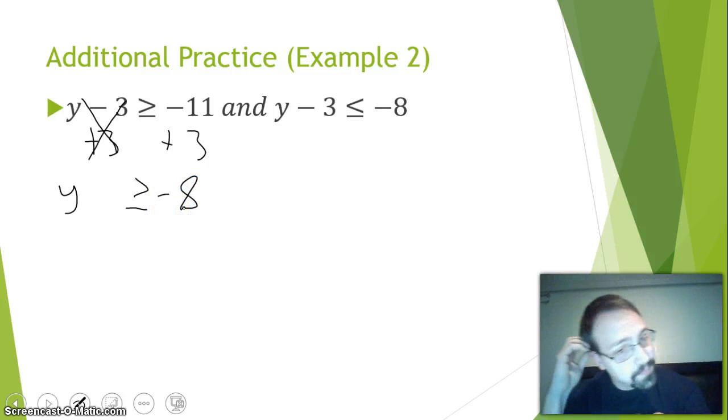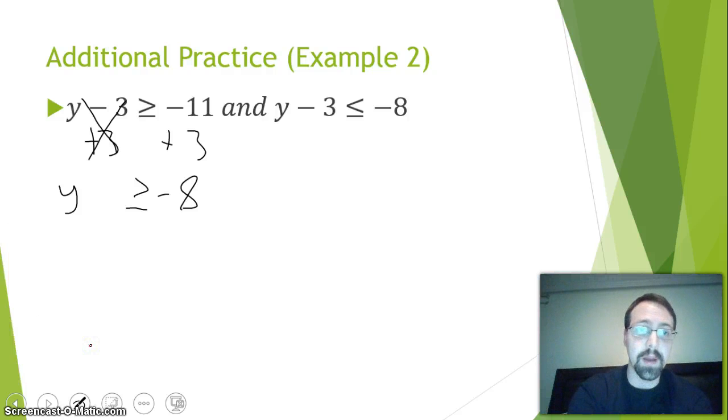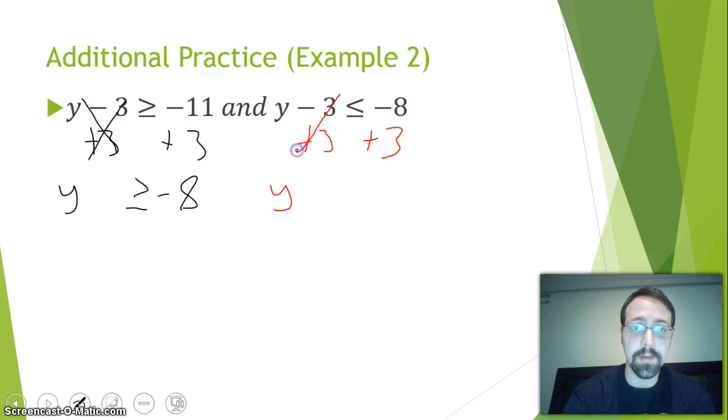Now I do the other side. I've got y minus 3 is less than or equal to negative 8. Same concept. Need to add 3 on both sides. Bring down the y. These cancel out. y is less than or equal to negative 5.